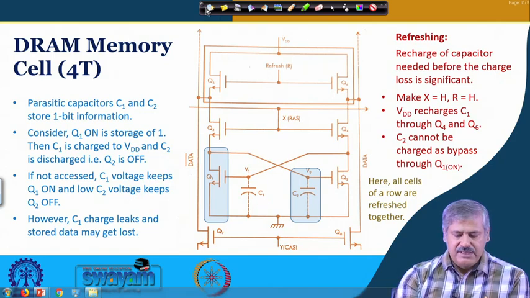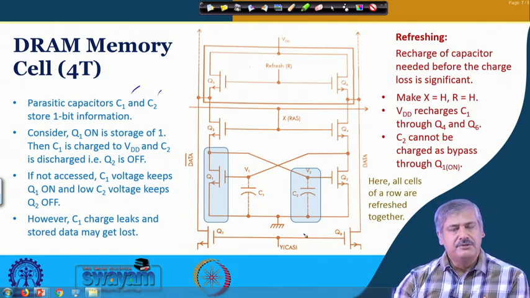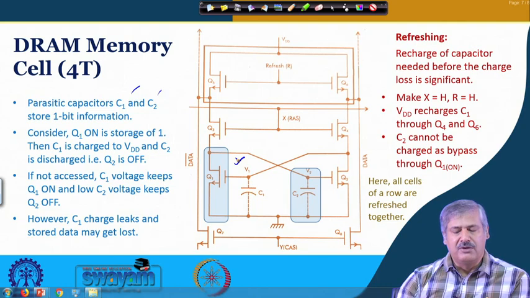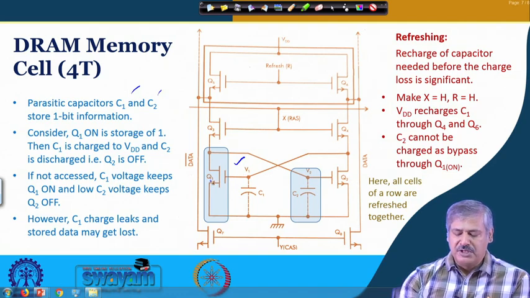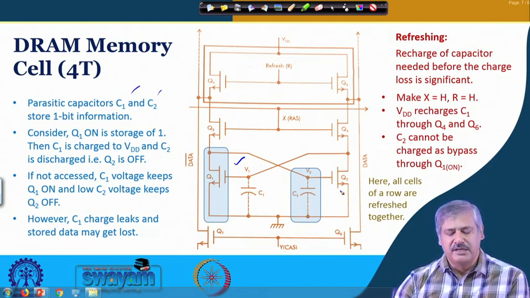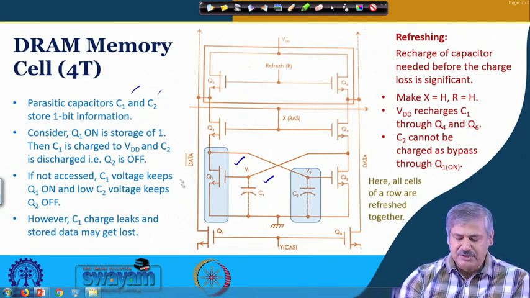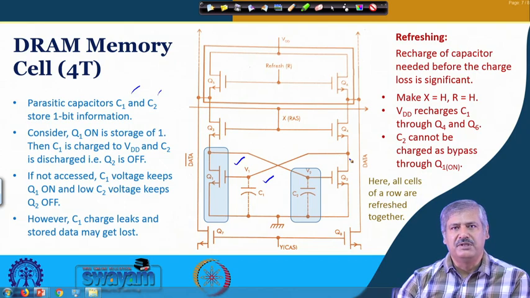First of all, these parasitic capacitances C1 and C2 are used for storing information. To start with, we consider Q1 on, Q2 off as storage of 1, and Q1 off, Q2 on as storage of 0. That is the nomenclature we are following. At that time C1 is charged to VDD by some mechanism. These data lines we shall see during the writing process. So, this is charged to VDD, this is on, and at that time this is charged to a low value.